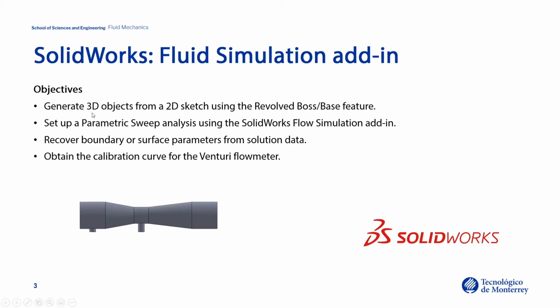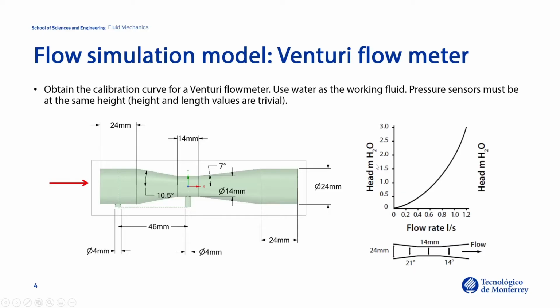Firstly, we want to generate a 3D object departing from a 2D sketch using the Revolve Boss/Base feature. Later, we will set up a parametric sweep analysis using the SolidWorks Flow Simulation add-in. Then we want to recover boundary or surface parameters from solution data. And finally, we will obtain the calibration curve for the Venturi flowmeter.